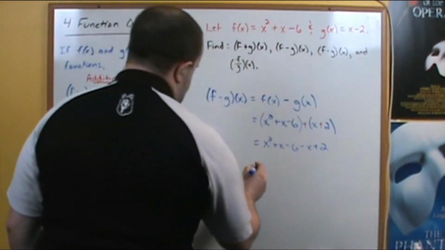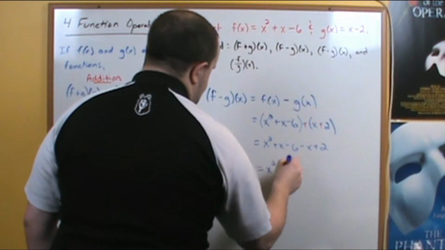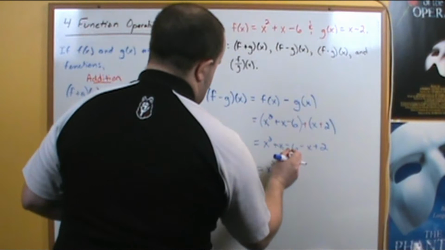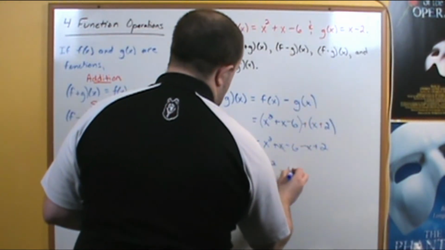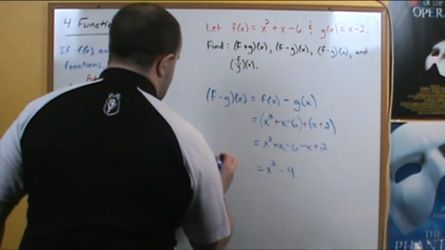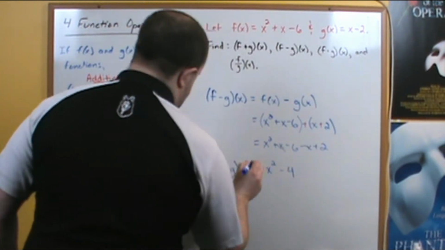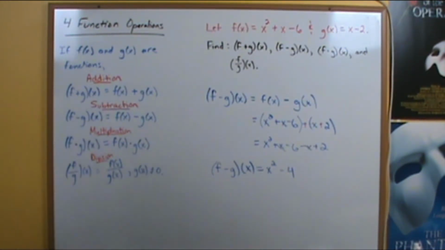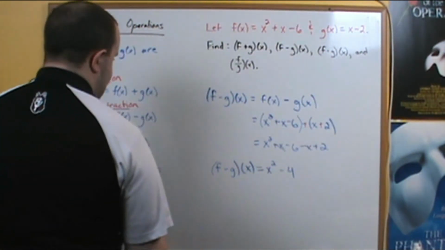And then we combine like terms. When we combine like terms, we get x squared, positive x and negative x. They now cancel themselves out. Negative 6 plus 2 is minus 4. So the function f minus g of x is x squared minus 4. Alright, so half the way there, we just have to do the multiplication and the division of these functions.